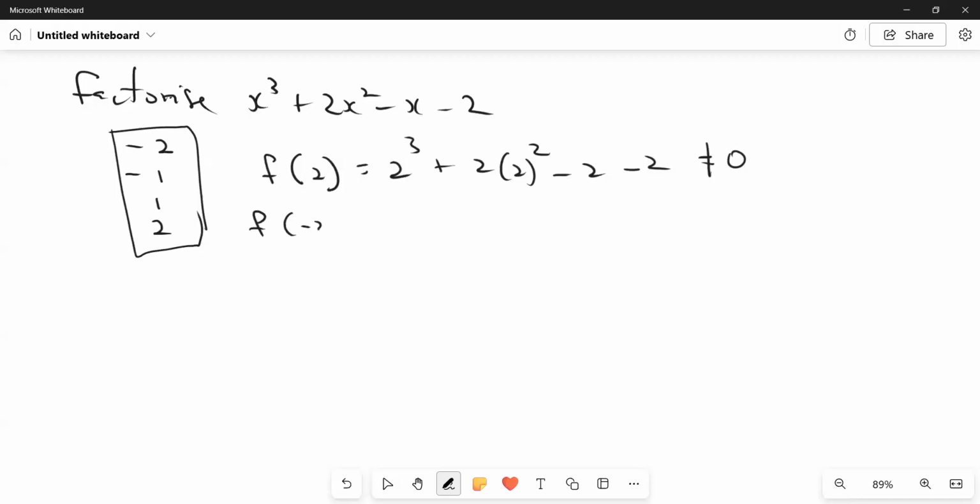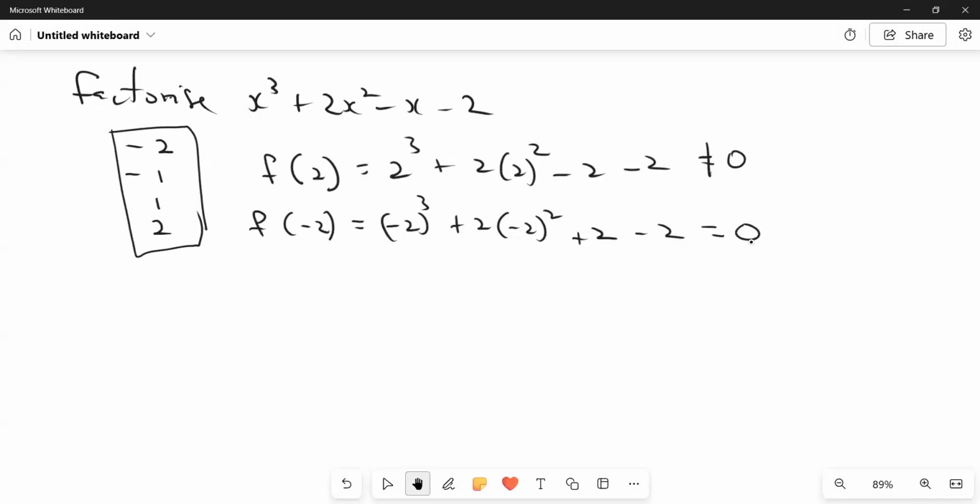What about we try minus 2 now? We'll get minus 2 cubed plus 2 times minus 2 squared, minus minus 2, minus 2. Will that be 0? Minus 2 cubed will be minus 8, and this will be positive 8. And this is going to be 0. See if you agree with me there.